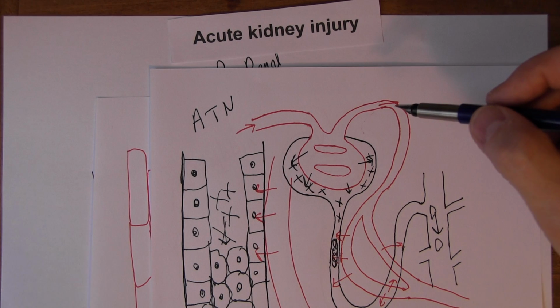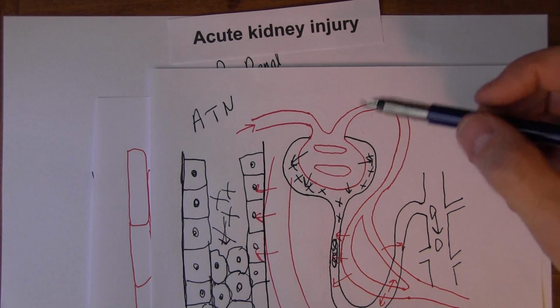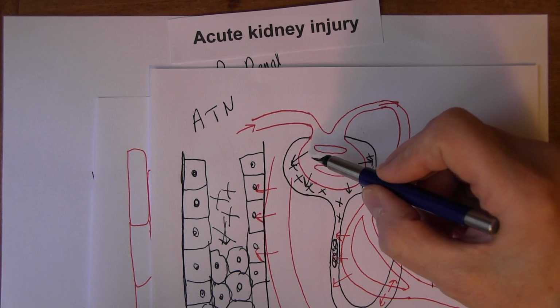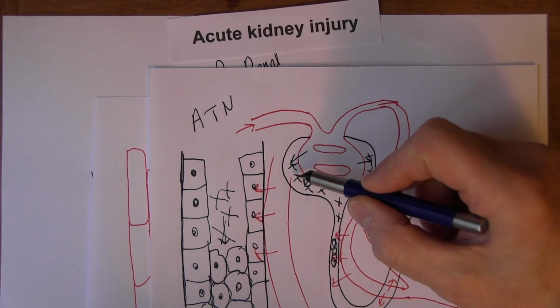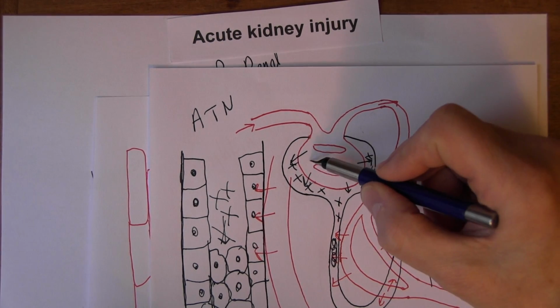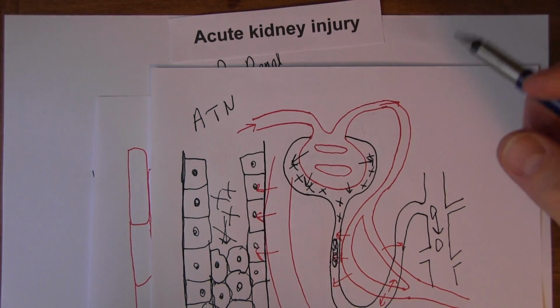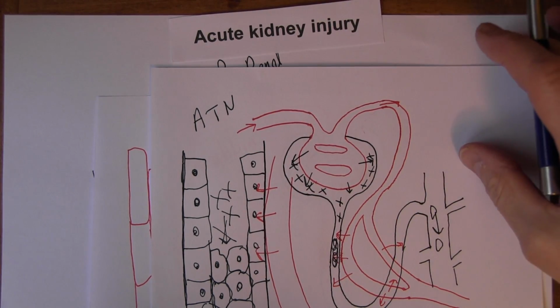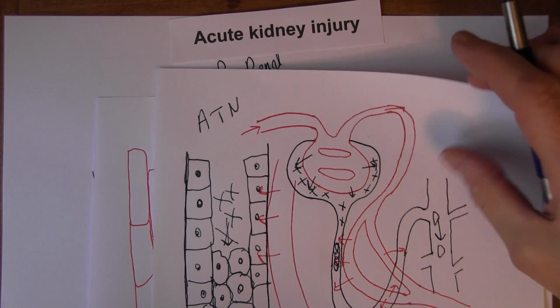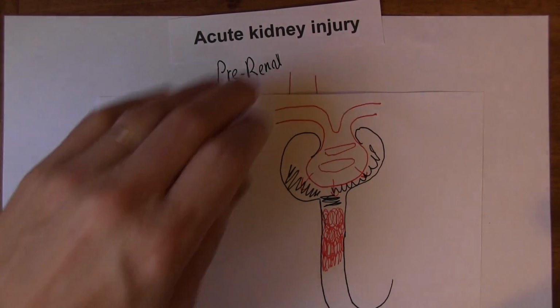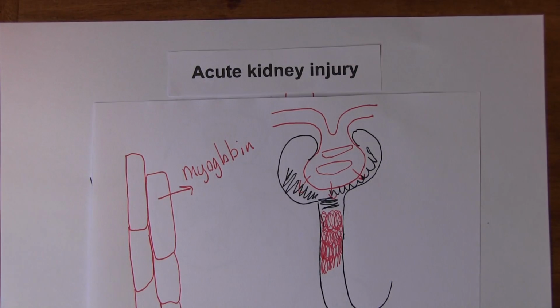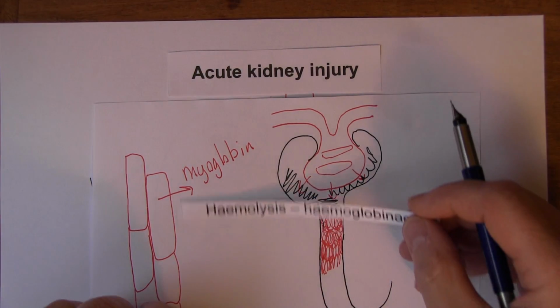Because a big part of the reason that the glomerular filtrate forms normally is because the hydrostatic pressure in the capillaries is higher than the hydrostatic pressure in the Bowman space. But now with this back pressure, the hydrostatic pressure in Bowman space is going to be higher. So that's going to be true for acute tubular necrosis and in rhabdomyolysis.